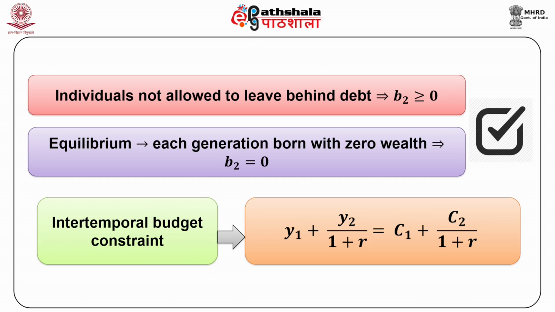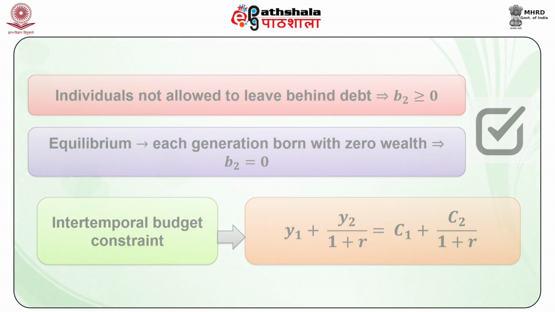On the other hand, individuals are not allowed to leave behind debt, which means B2 is greater than or equal to 0. In equilibrium, each generation is therefore born with 0 wealth, given by B2 equals 0, and the intertemporal budget constraint therefore simplifies to as below. Y1 plus Y2 by 1 plus R is equal to C1 plus C2 by 1 plus R.